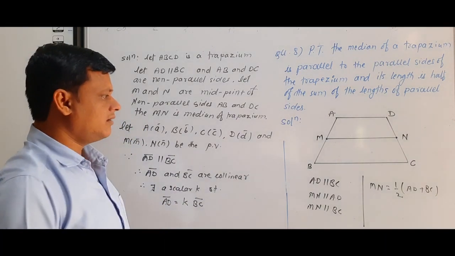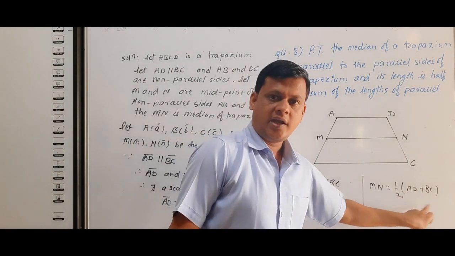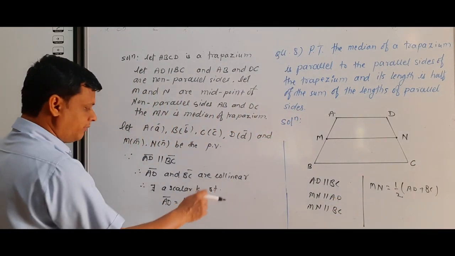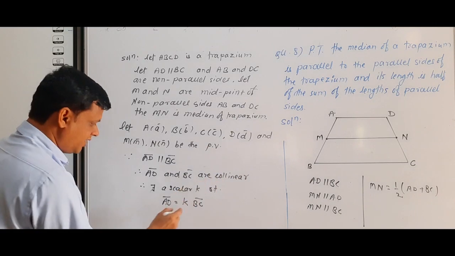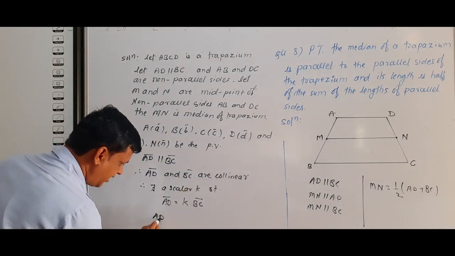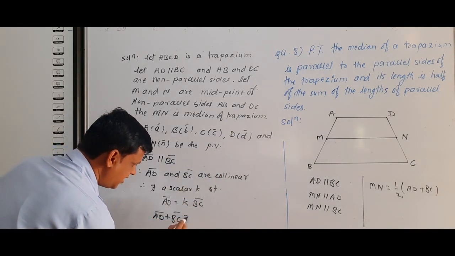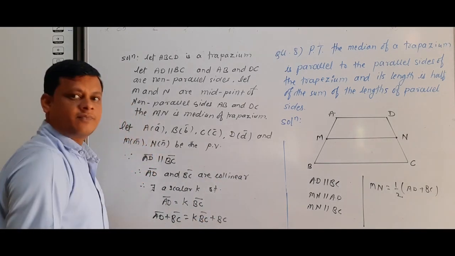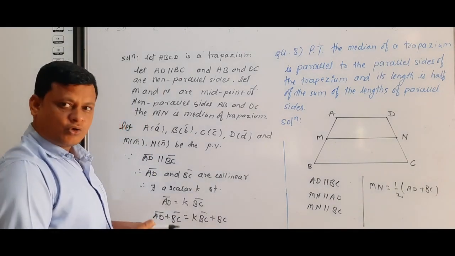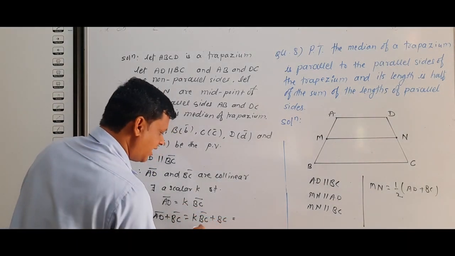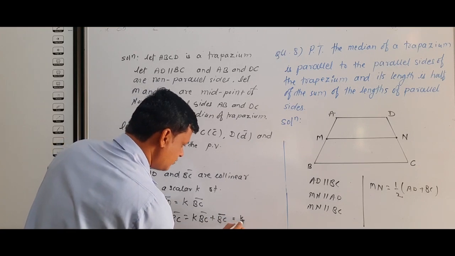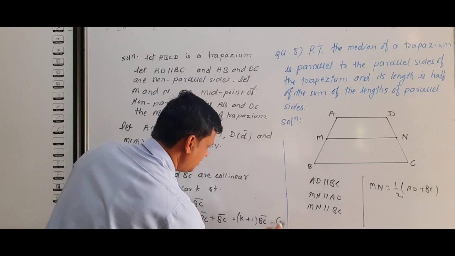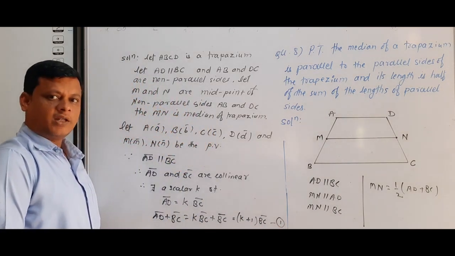Now we require vector AD plus vector BC. So we add vector BC on both sides for further calculation. We write vector AD plus vector BC equals k times vector BC plus vector BC. In the RHS we can take vector BC common, so k plus 1 into vector BC. Denote this as equation number 1.